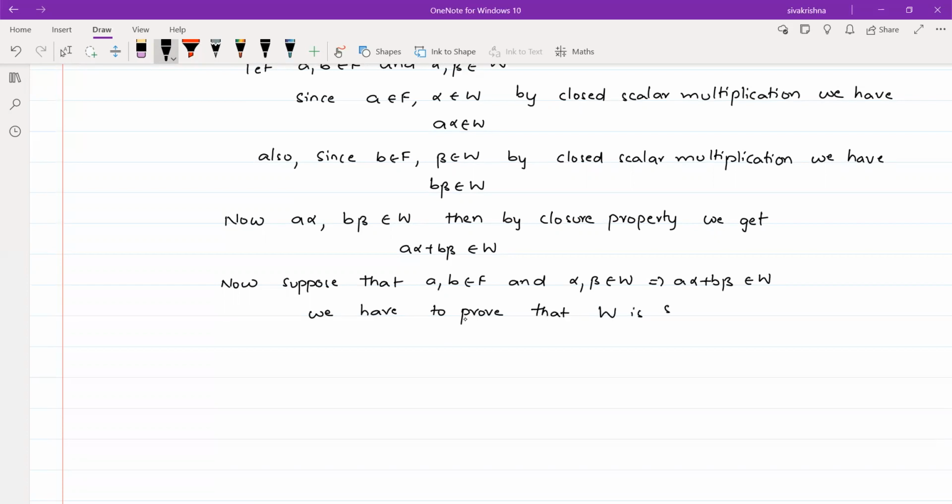W is a subspace of V. Once again, according to the definition of subspace, in order to prove W is a subspace, first of all, W is a subset of V. Yes, it is clear, it was given in the hypothesis. After that, we have to prove that W itself is a vector space. So since W is a subset of V and W itself is a vector space, by combining the two statements, we get W is a subspace of V. So now we have to satisfy all the conditions of the vector space definition for W.